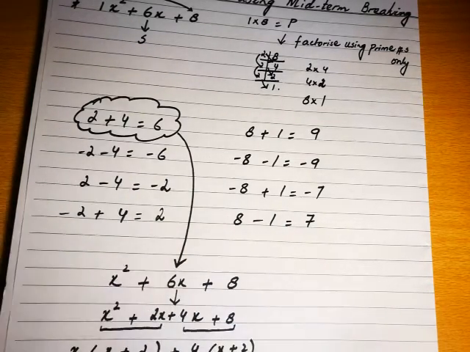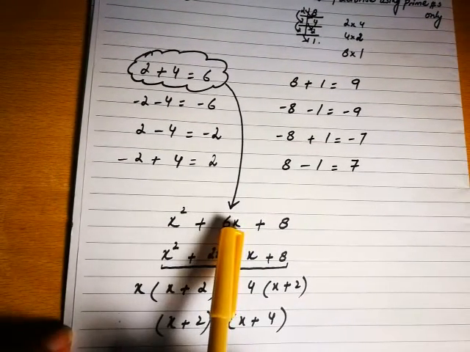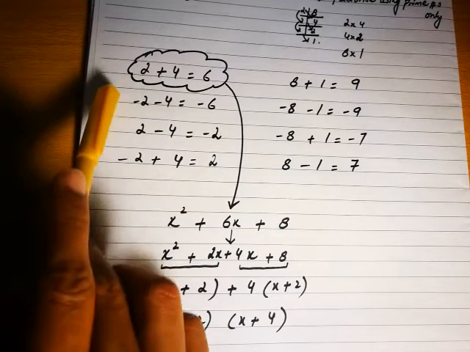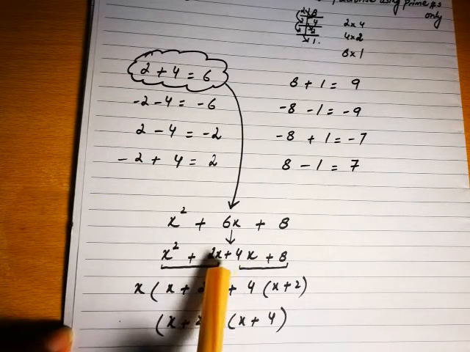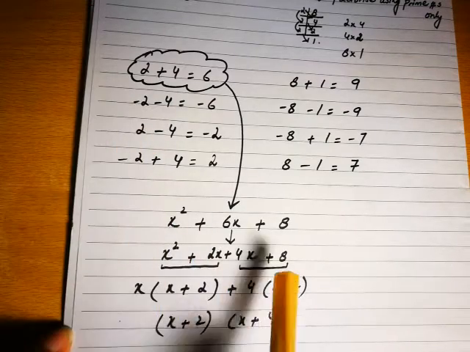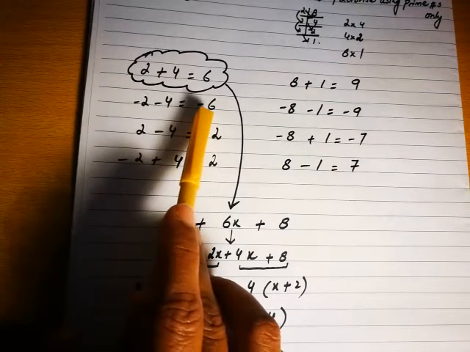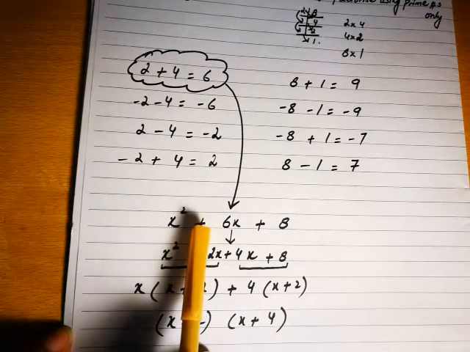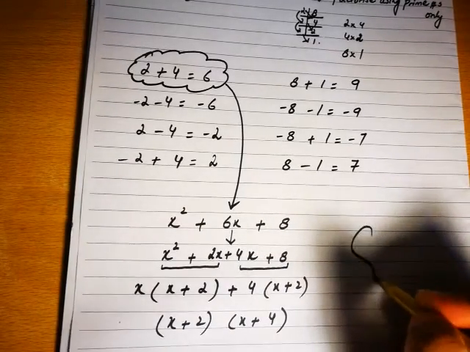How to do it? Because I wanted to have 6 as S. I want to take two numbers whose sum or subtraction will give me 6 and whose product will give me 8. If I'm going to take minus 2 minus 4, I'm going to get minus 6. Is my S minus 6? No, S is positive 6.